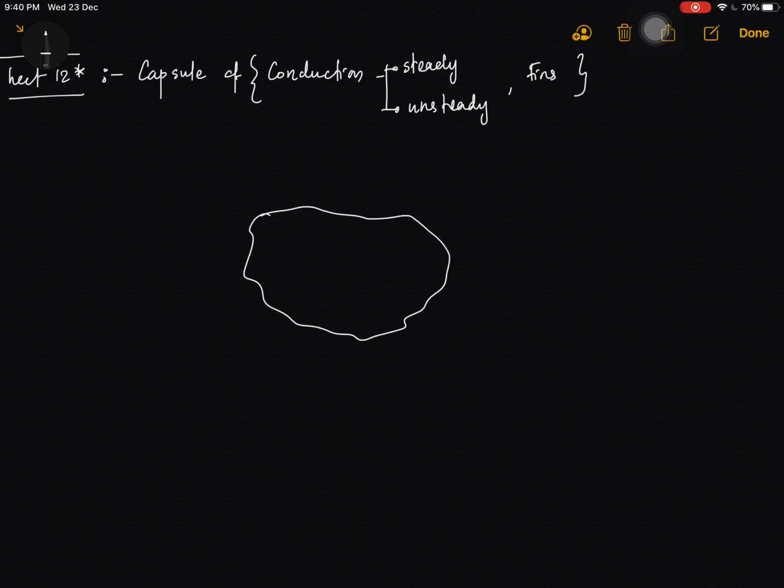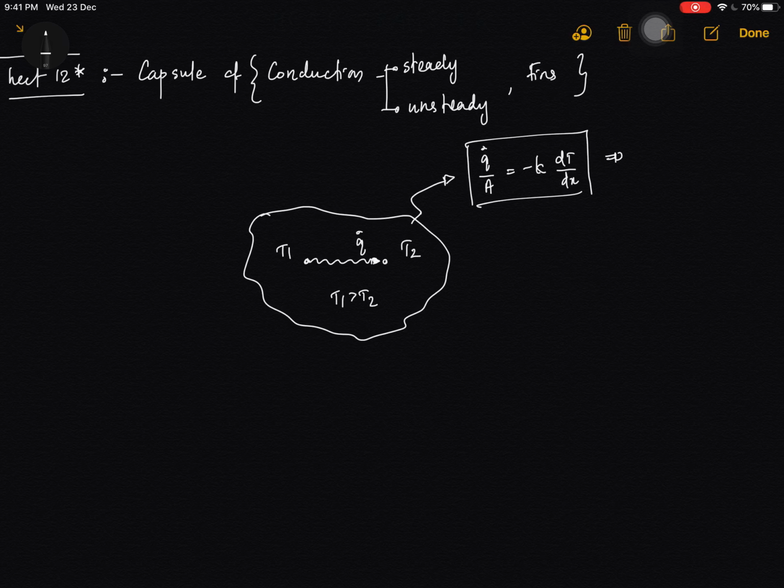So conduction is a heat transfer phenomenon which occurs in a stationary medium having some temperature gradient. That is, if T1 is greater than T2, then some heat will transfer from T1 to T2 like this. And this heat transfer rate is given by the equation Q dot by A equal to minus K dT by dx, and this equation is nothing but Fourier's law of heat conduction.